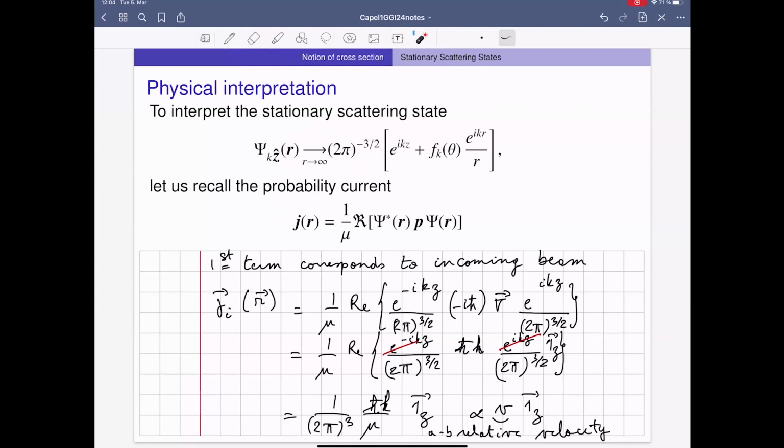No, momentum over mass is velocity. Yeah. And so that makes sense.